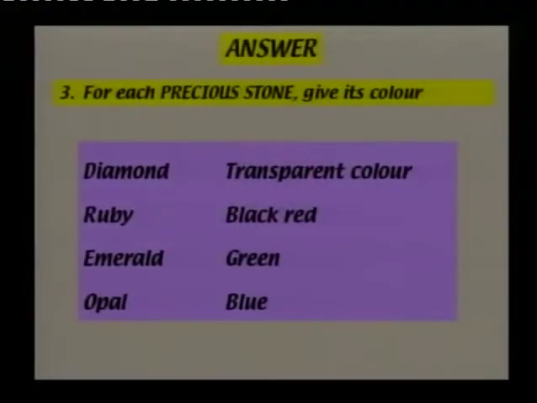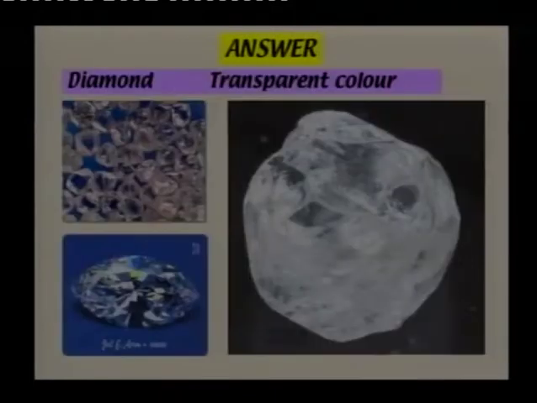Okay, for our answer to the precious stone, diamond, we said it was transparent color or clear. Ruby, black, red, we said red mainly. Emerald, green, and opal, rainbow color, mainly blue. Okay, let's look at some of the pictures or photographs again to show those different colors and the precious stone that we have just looked at for that activity.